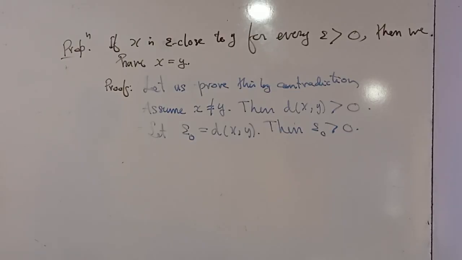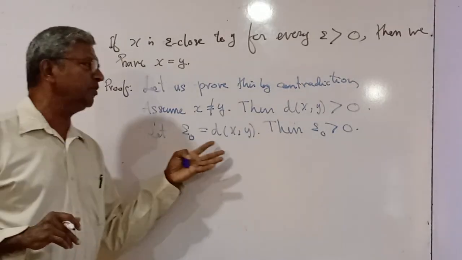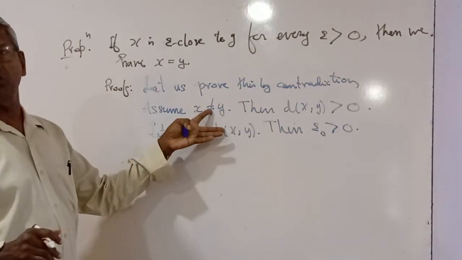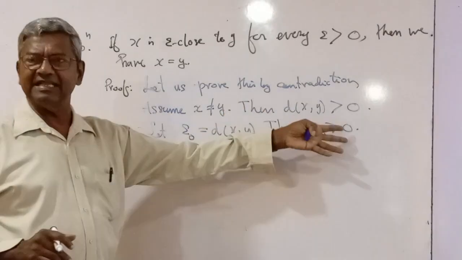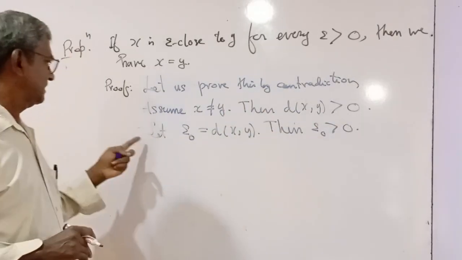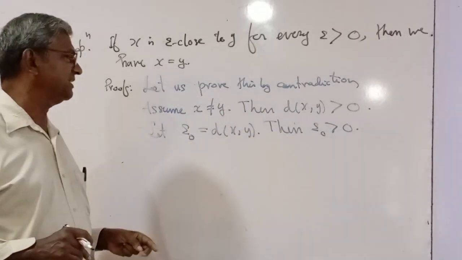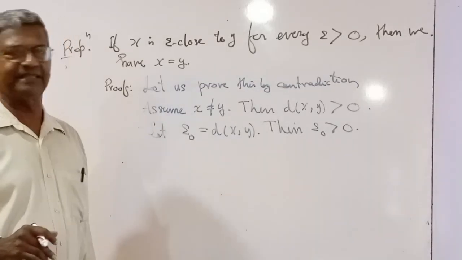Now, what should I say? I am not talking about a very big thing. I am talking about how to write the proof. But proof must be really convincing to you. Now, so far, what is on the board is very clear, no? Assume x is not equal to y. Then dxy greater than 0, obvious. Let epsilon 0 equal dxy. Then epsilon 0 greater than 0.